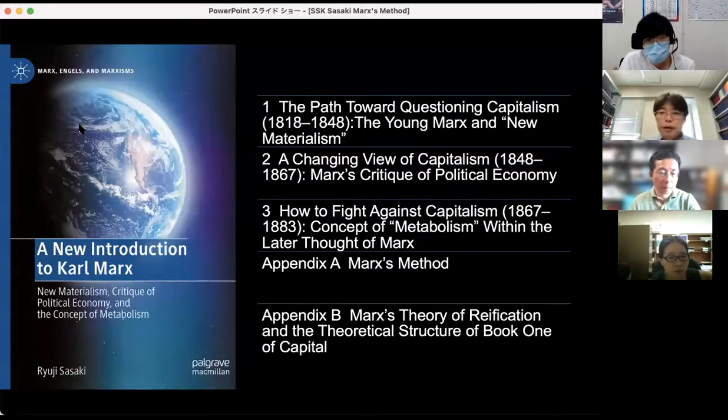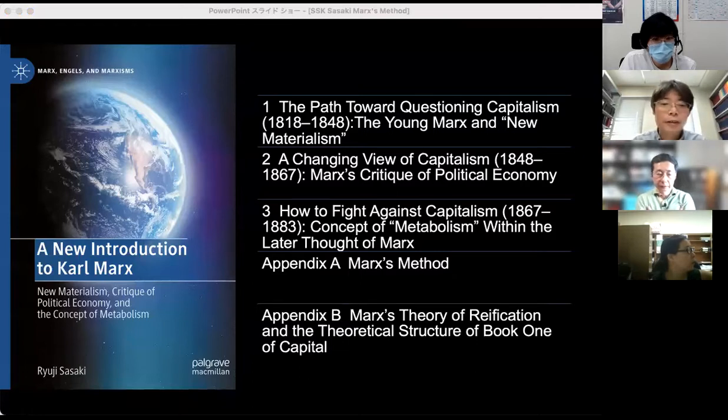In February of this year, my book, A New Introduction to Karl Marx, was published by Palgrave. This book is an English translation of my Japanese book, Karl Marx, published by the Japanese publisher Chikuma Shobo in 2016. The Japanese original version has gone through 6 printings. This book has also been translated into Korean by Songjin Jeong.